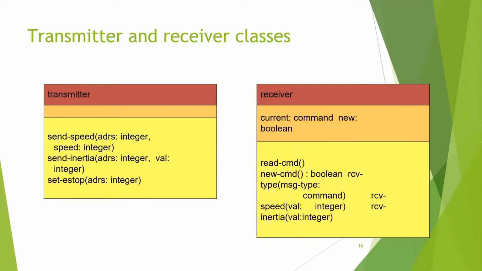So this figure shows the transmitter and receiver class diagram. They provide the software interface to the physical devices that send and receive bits along the track. The transmitter class provides behavior for each type of message that is being sent. The receiver class provides behavior for reading the message.